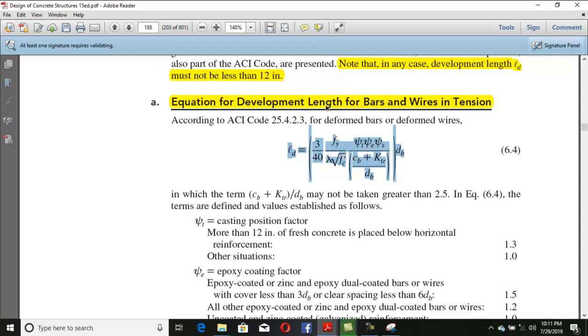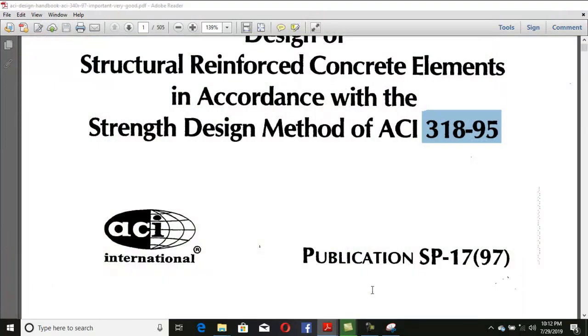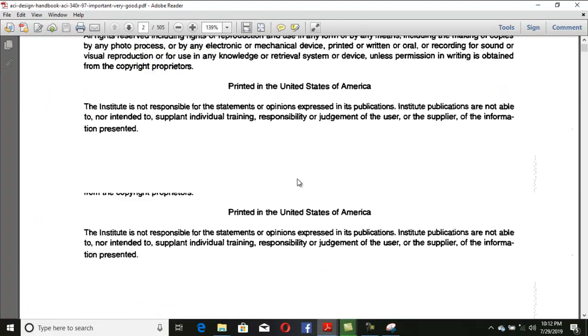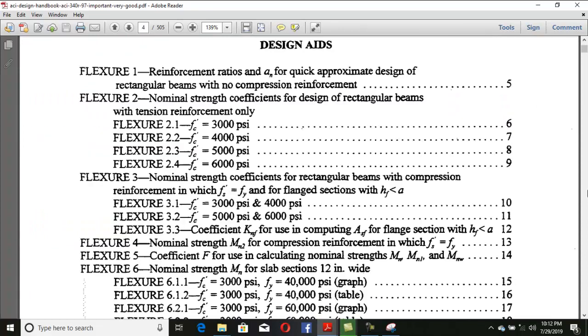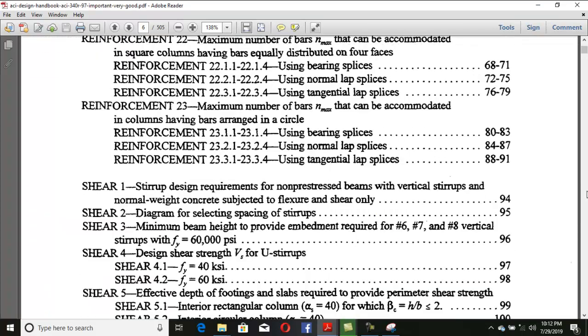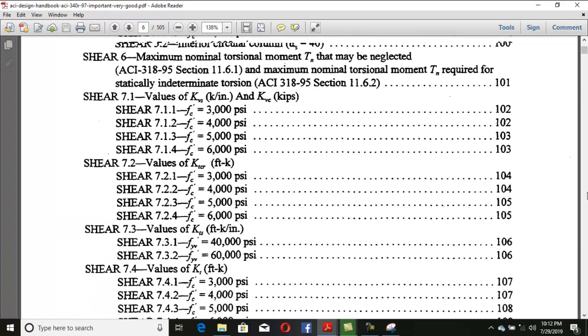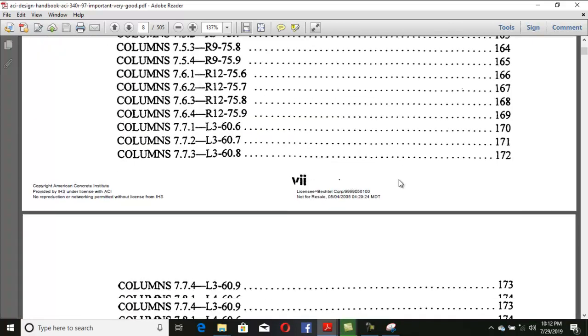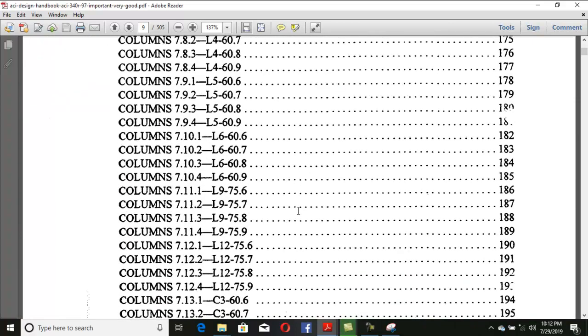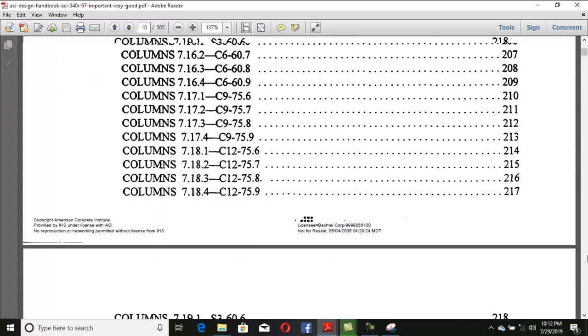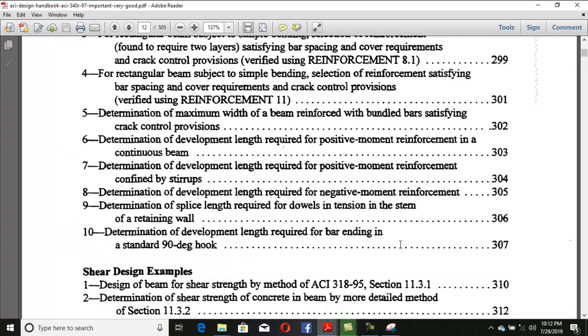Now, this is the basic equation for tension. Equation for development length for bars and wires in tension. This is the basic ACI code, ACI 25.4.2.3. You can see this equation in the manual. You can find this equation in this manual by searching for it.